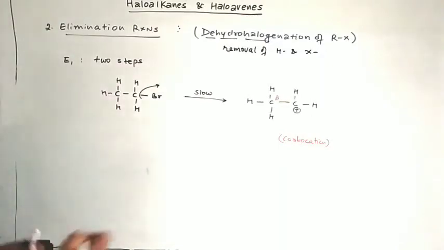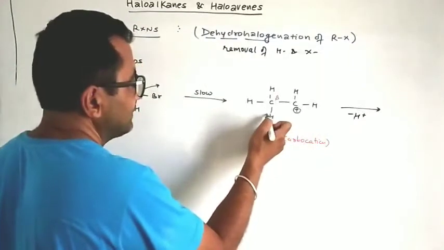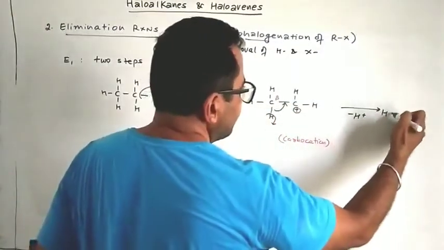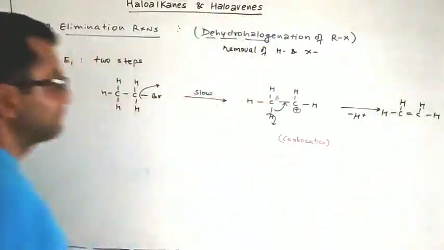In the next step, what happens is there is minus H. So this hydrogen gets removed. This bond shifts here, changing it to alkene. This is E1.